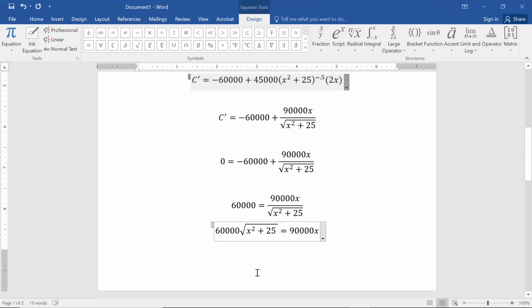And now I'm going to square both sides. Again, you didn't have to. Actually, let me do one more step. Since I can divide both sides by 60,000, I'm going to go ahead and do that and make my life a little bit simpler. Divide both sides by 60,000.